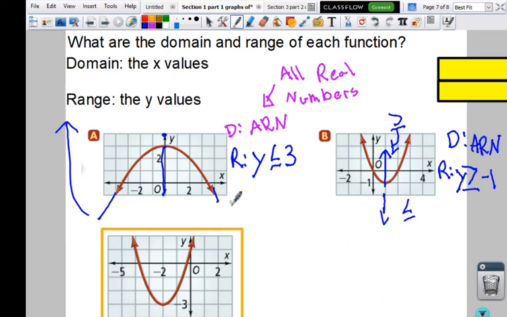Okay. Alright, next thing, actually last in-class problem, I want you to tell me what is the domain and what is the range.